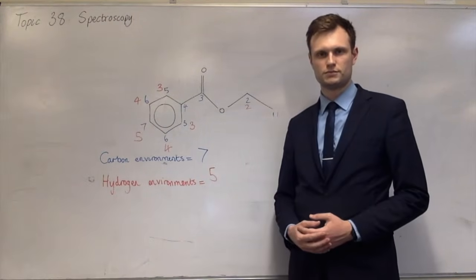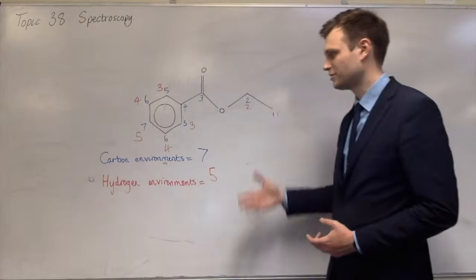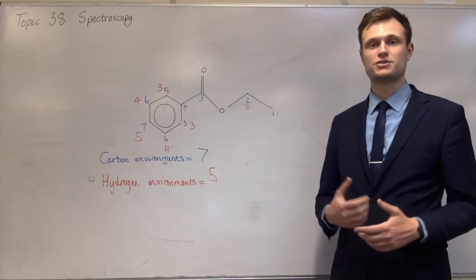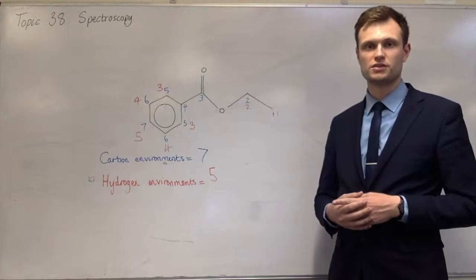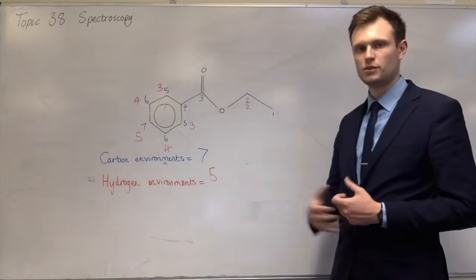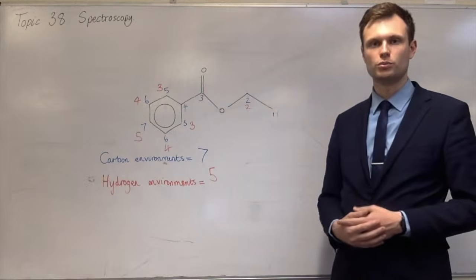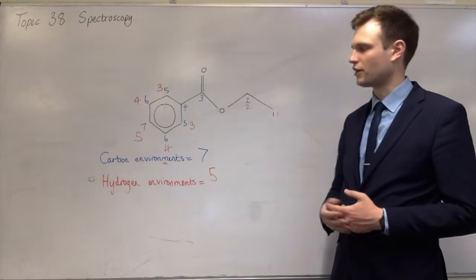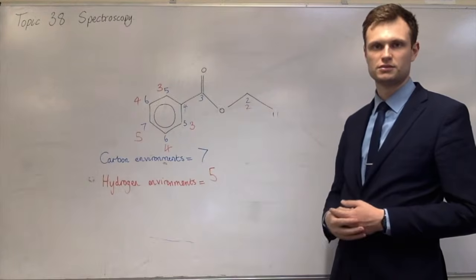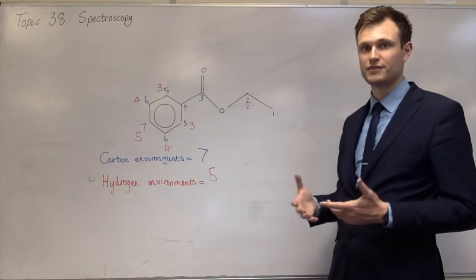Okay, so why did I do that? What was the point of counting the number of environments? Now, if you think back to what I said about NMR, NMR measures basically the number of environments. It doesn't tell you a number. What it does is give you peaks where they absorb. But the carbon one will have 7 peaks, and the hydrogen one will have 5 peaks. So the carbon NMR is going to have 7 different peaks.